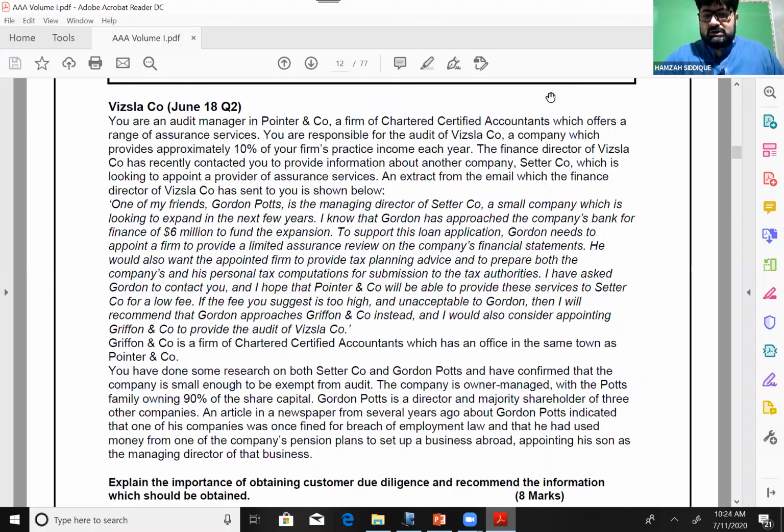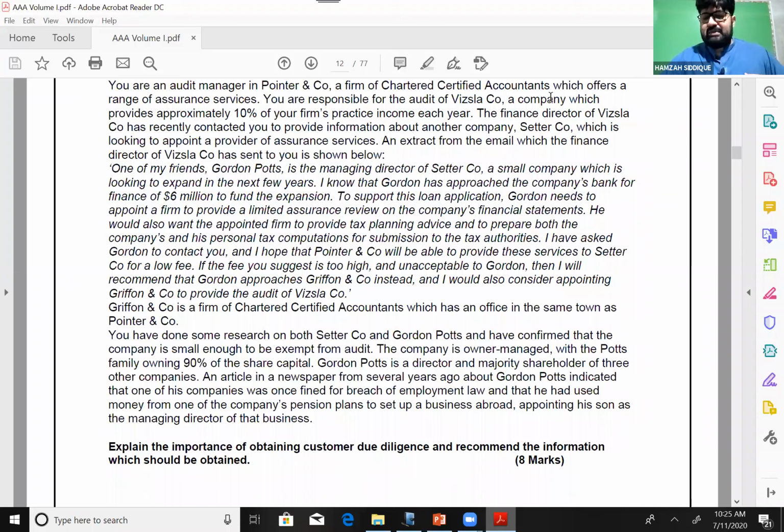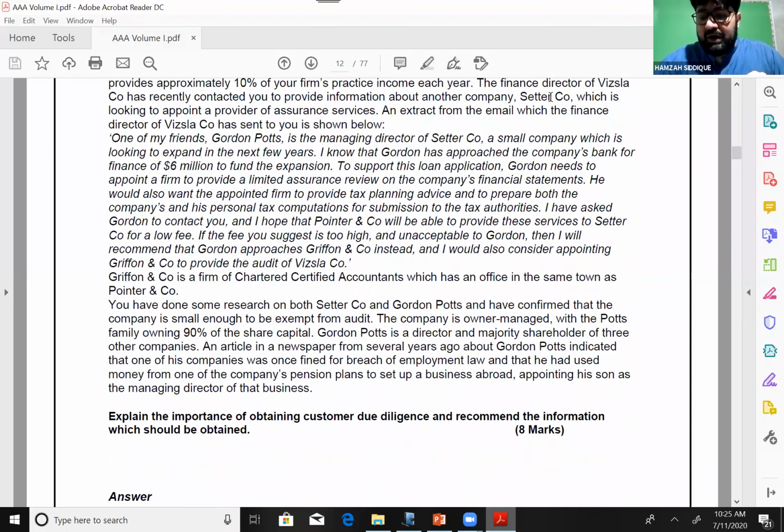Now, students, the finance director of Vizsala has recently contacted you to provide information about another company, Setter Company, which is looking to appoint a provider of assurance services. An extract from the email which the finance director has sent to you: one of my friends, Gordon Potts, is the managing director of Setter Company, a small company which is looking to expand in the next few years. I know that Gordon has approached the company's bank for finance of $6 million to fund the expansion. To support this loan application, Gordon needs to appoint a firm to perform a limited assurance review on the company's financial statements. He also wants the appointed firm to provide tax planning advice. I have asked Gordon to contact you. I hope Pointer will be able to provide these services to Setter Company.